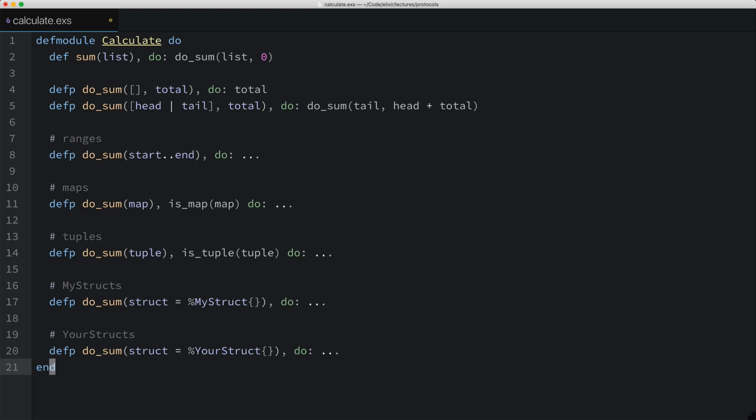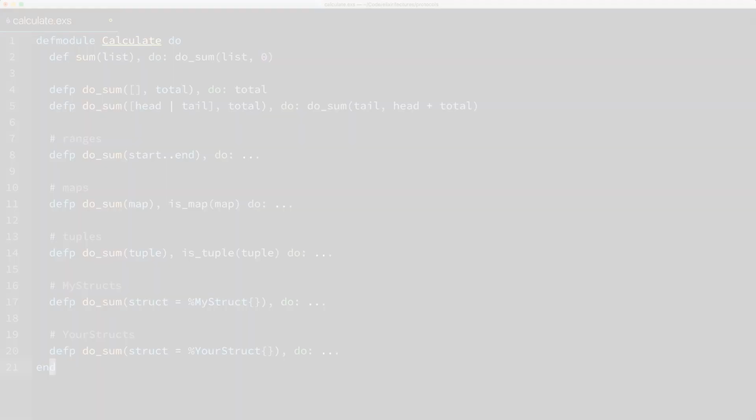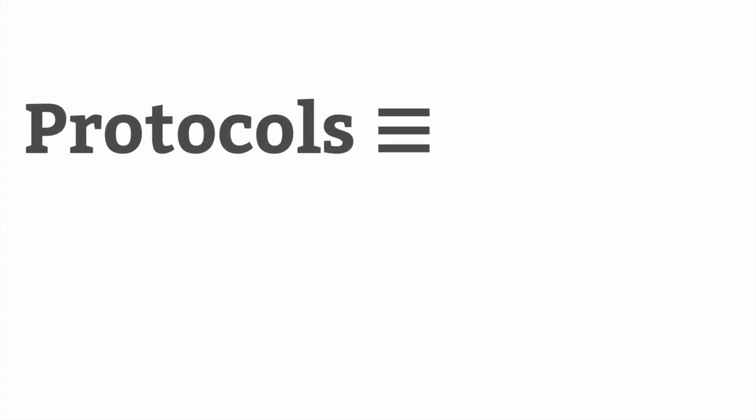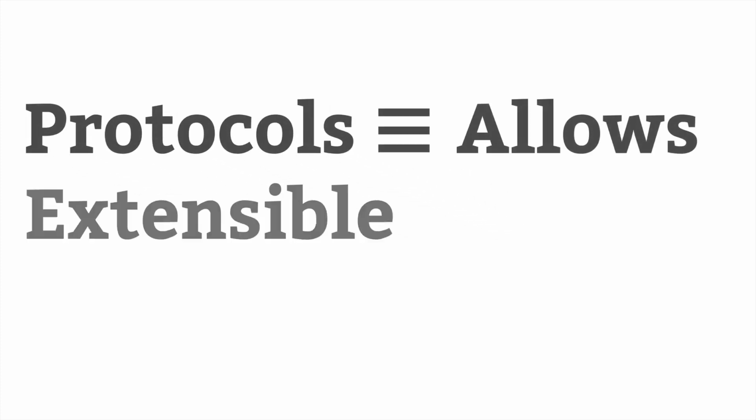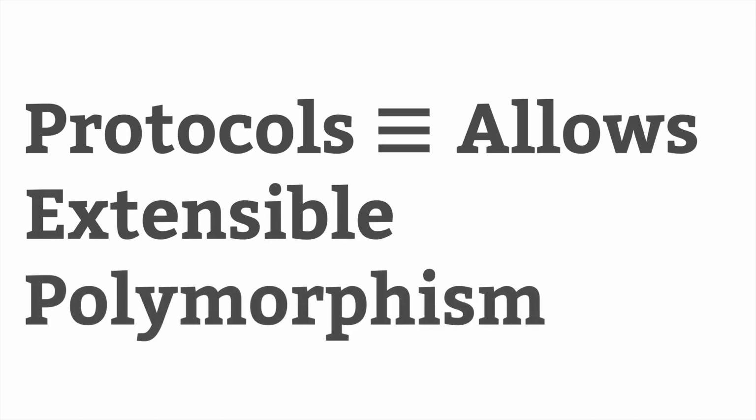What I mean is, is there a more general purpose way of implementing our sum function so it can work with any data type, even data types that you and I know nothing about? Well, yep, there is. This is where this thing called protocols comes in quite handy. So what exactly is a protocol? Well, it's a way of enabling extendable polymorphism in Elixir.